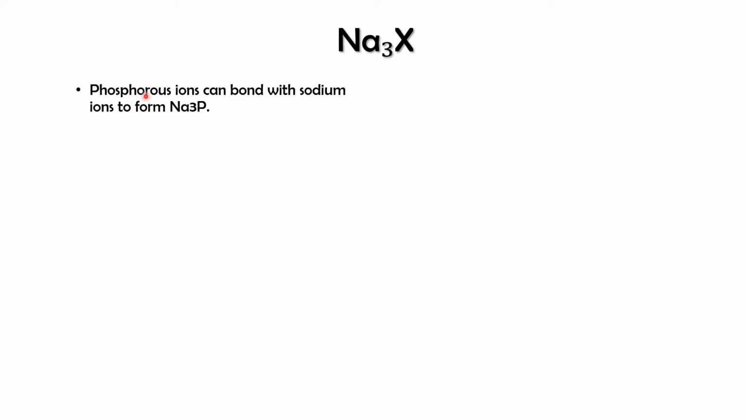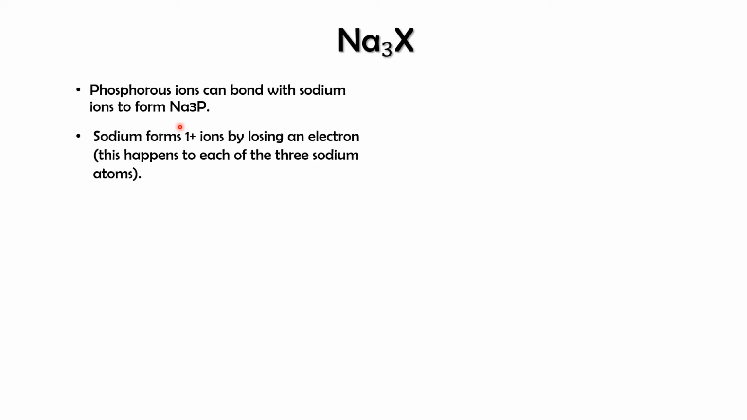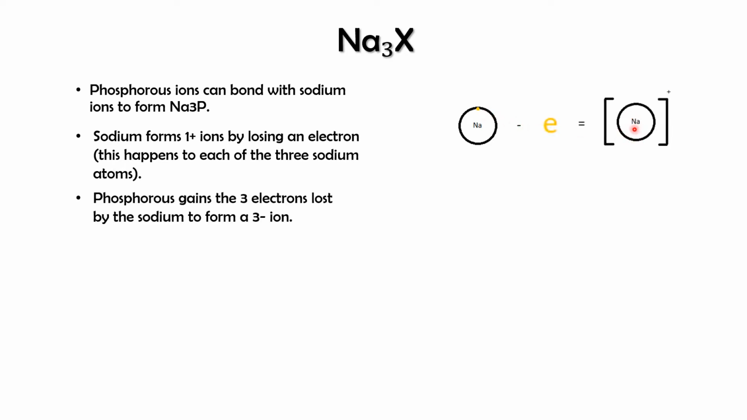This is where phosphorus ions bond with sodium ions to form the molecule. So sodium ions form by a sodium atom, here with one electron, losing that electron to form the 1+ ion. And this happens to all three of the sodium. And the opposite happens to phosphorus. Instead of losing electrons, it gains 3 electrons. And these 3 electrons are the ones lost by the 3 individual sodium atoms.